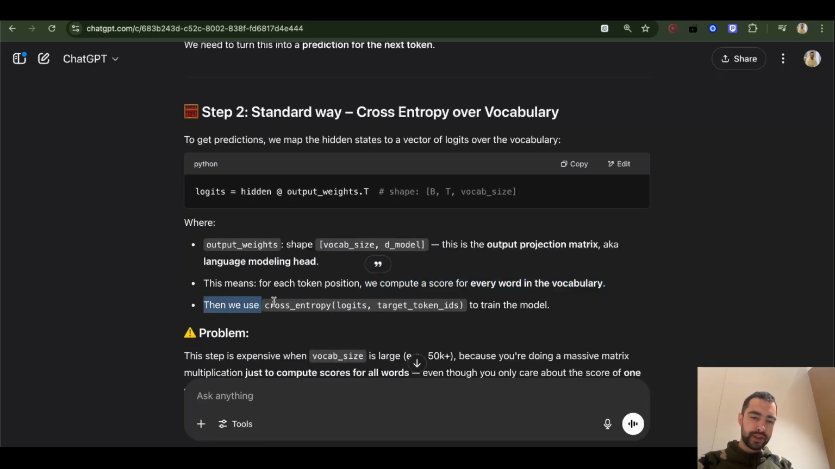Then we use cross-entropy of logits and target token IDs to train the model. We see what the logits are, and we see what the correct token is, and we check the cross-entropy, the difference between them, to update the weights so the difference is as small as possible. So these logits are as close as possible to the correct tokens.